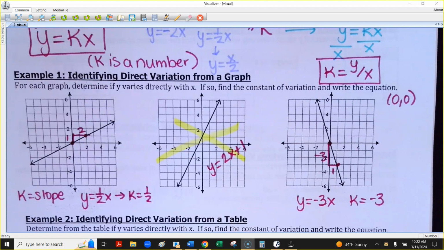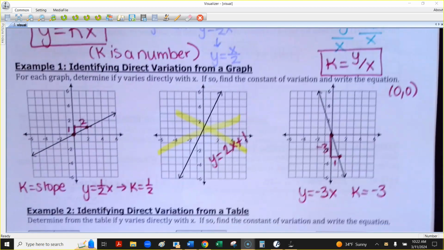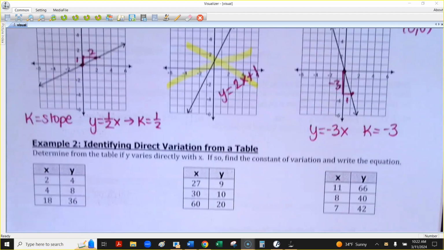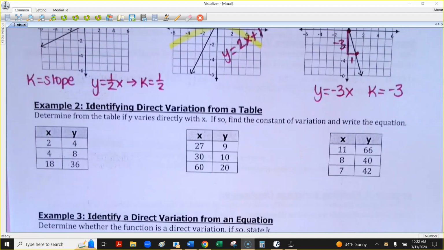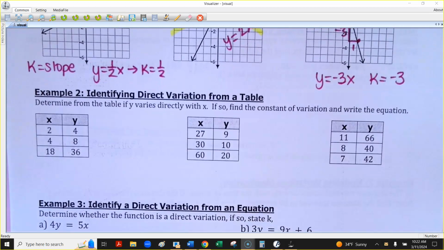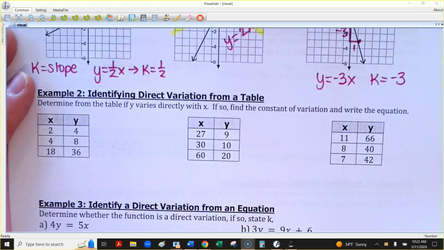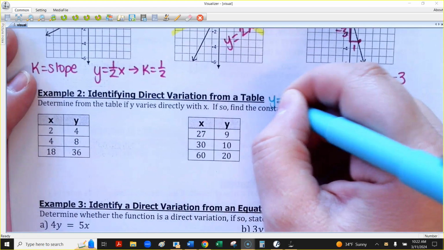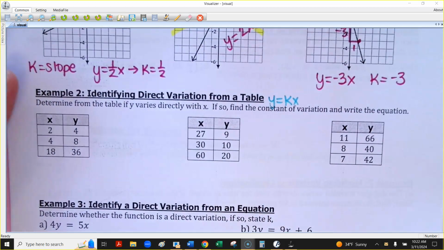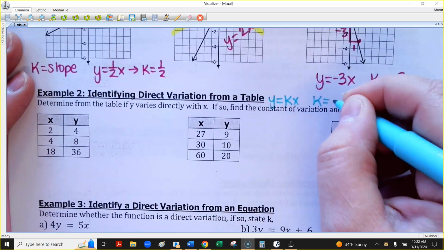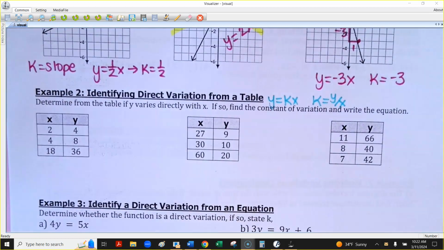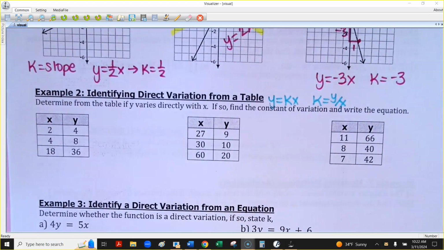Okay, so that's from a graph. If you have a table, which is what I have next, remember that little tiny equation I gave you at the top? So this has to be in this format, y equals k times x. The k value would just be the y-coordinate divided by the x-coordinate. But if you don't know if it's a direct variation, you would have to check that. So what I would just tell you to do, just take each one of the coordinates in the table.